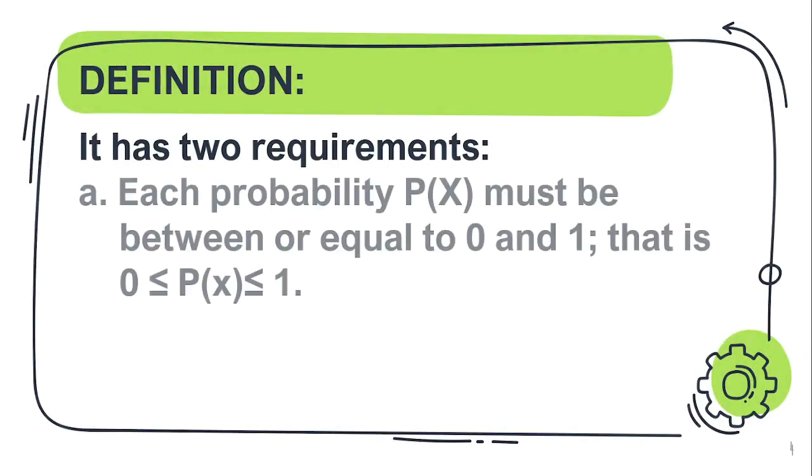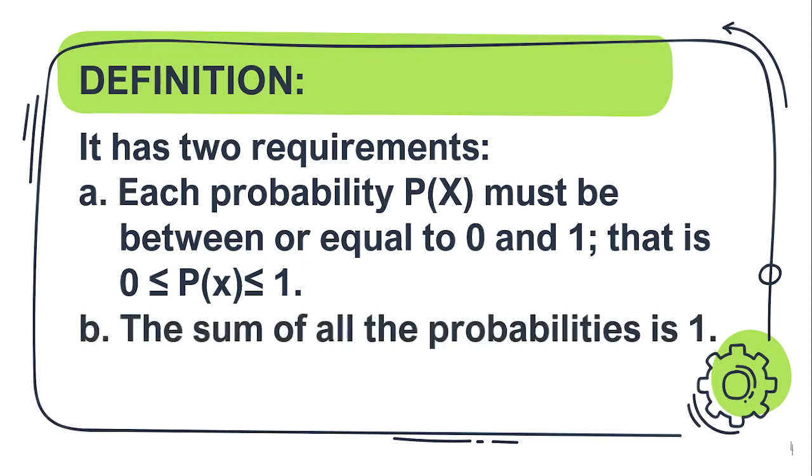It has two requirements. First one, each probability must be between or equal to 0 and 1. That is, probability of x is greater than or equal to 0 but less than or equal to 1. And the second requirement is the sum of all the probabilities is 1.